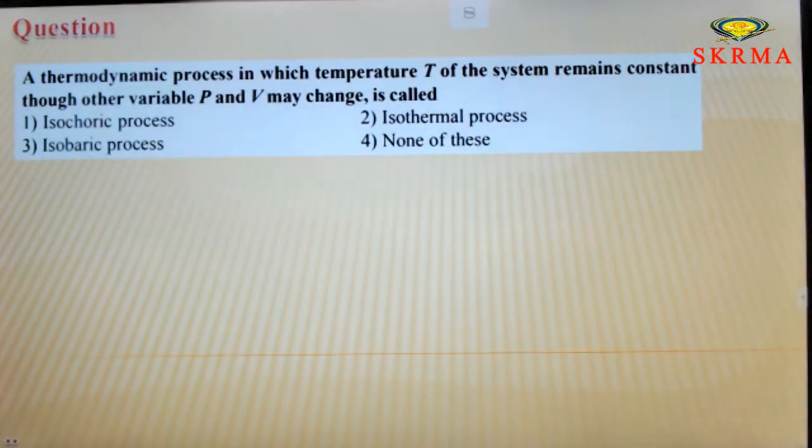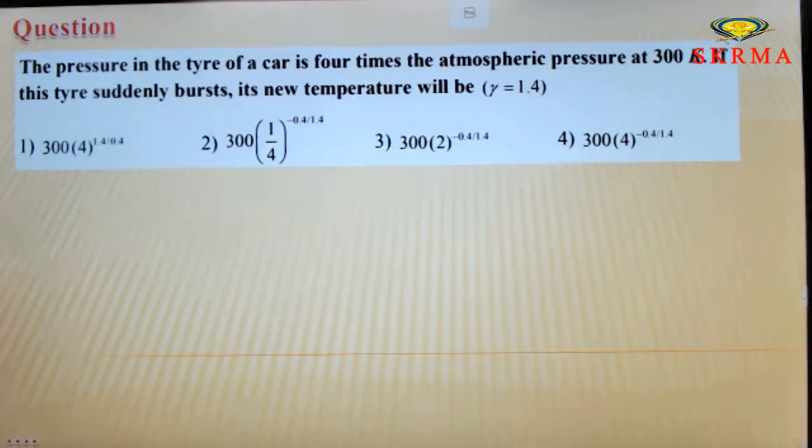Next, the thermodynamic process in which temperature T of the system remains constant. A temperature constant process means isothermal only. Isothermal process means there is a temperature constant process. So isothermal process.